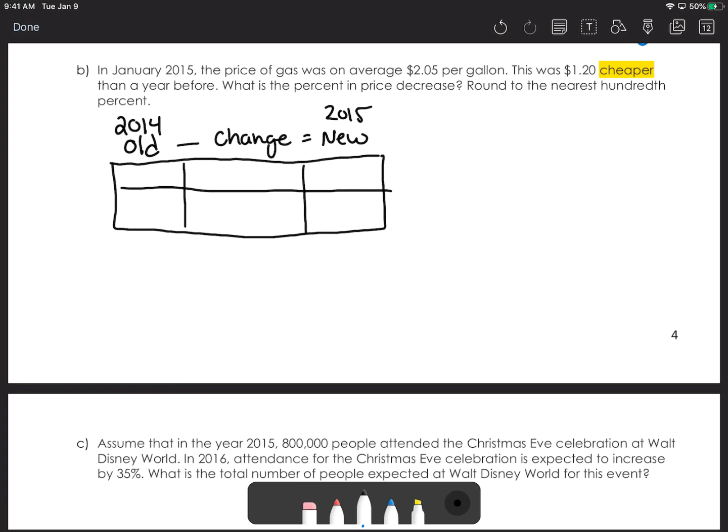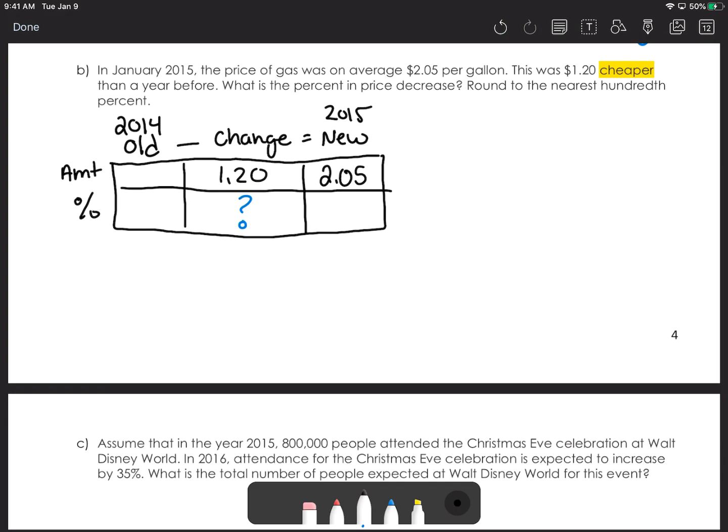What is the percent in price decrease? So what we're looking for is the percent change for the decrease. I'm going to put a question mark there. Okay, so in the first row, we have the amount in the percent. Now, in 2015, it was $2.05 per gallon for gas. This was $1.20 cheaper, so this is our amount of the decrease is $1.20.